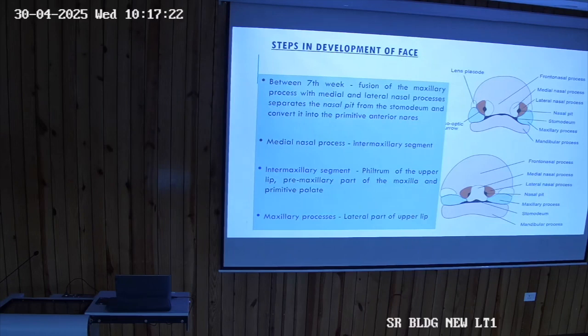As these medial nasal processes come closer and fuse with each other, and the lateral nasal process also fuses with the maxillary process, what happens? This nasal part is separated from the stomodeum by the developing palate. The nasal sac is separated from the stomodeum. The intermaxillary part I'll show you in the next diagram also. The intermaxillary part is derived from the medial nasal process. Medial nasal processes of both sides fuse and form the intermaxillary part.